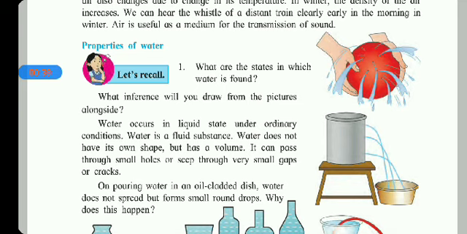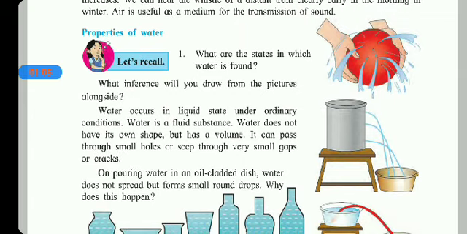Ordinary water, which we normally use in our house, is the example of liquid water. The normal state of water is the liquid state. And the water vapor present in the air is the example of the gaseous form of water. We have also seen a few properties of water. What are those? Water can escape from a small tiny hole.